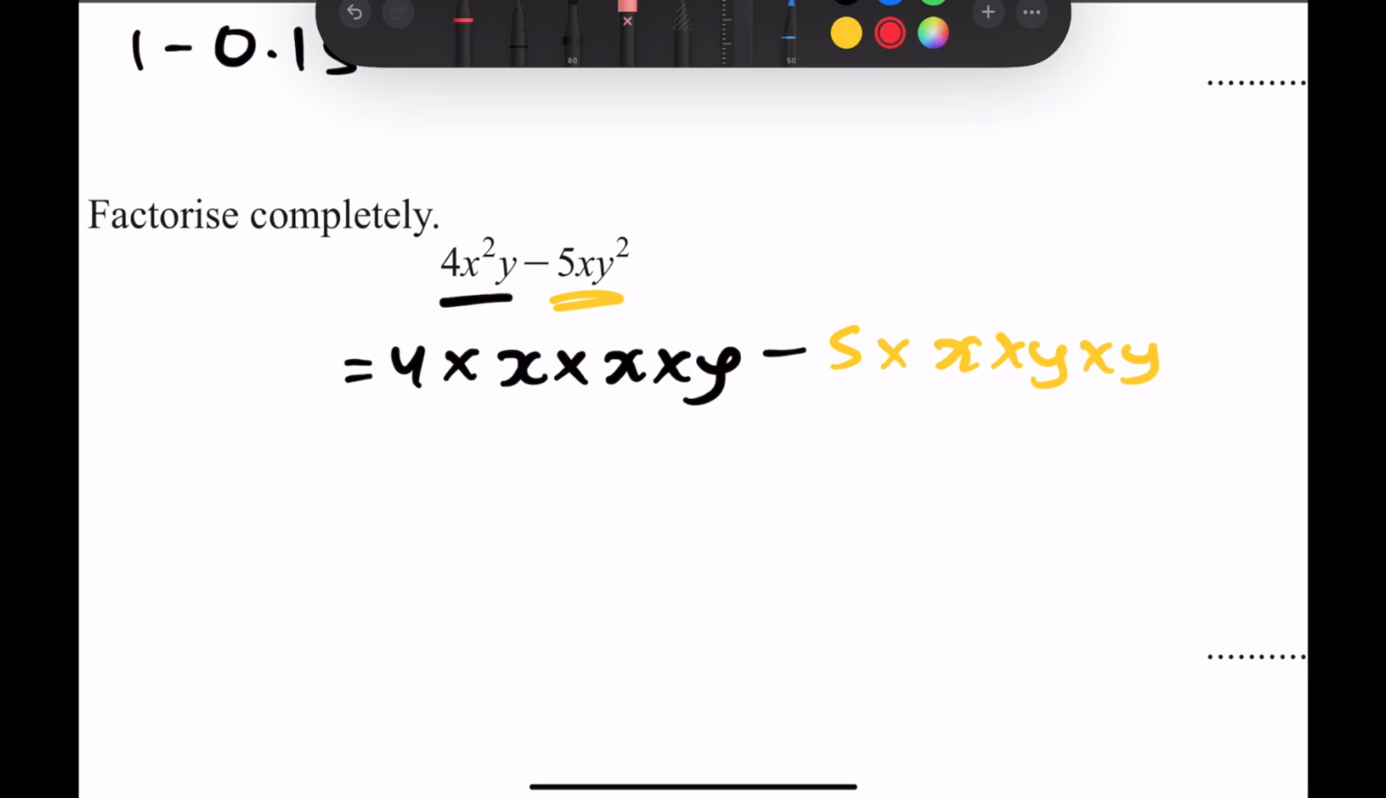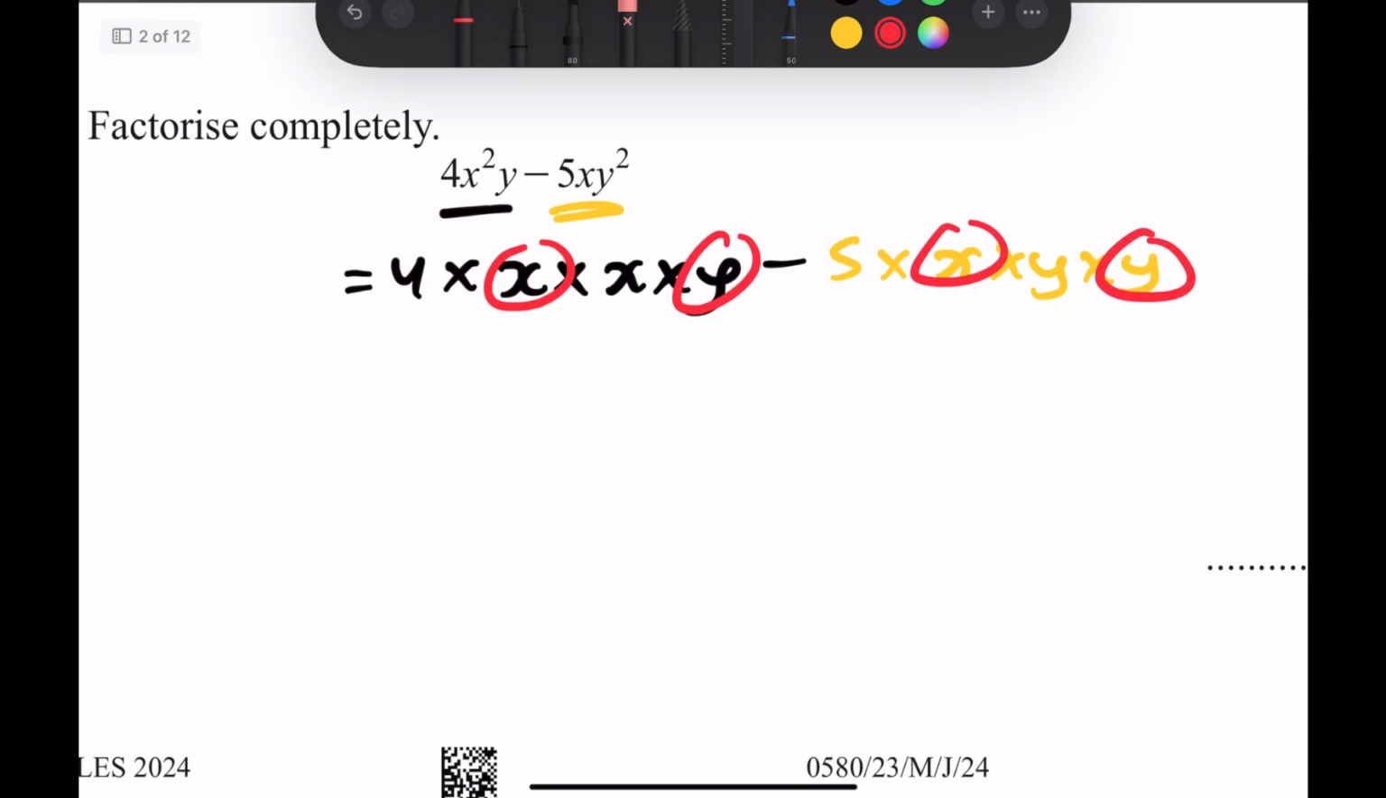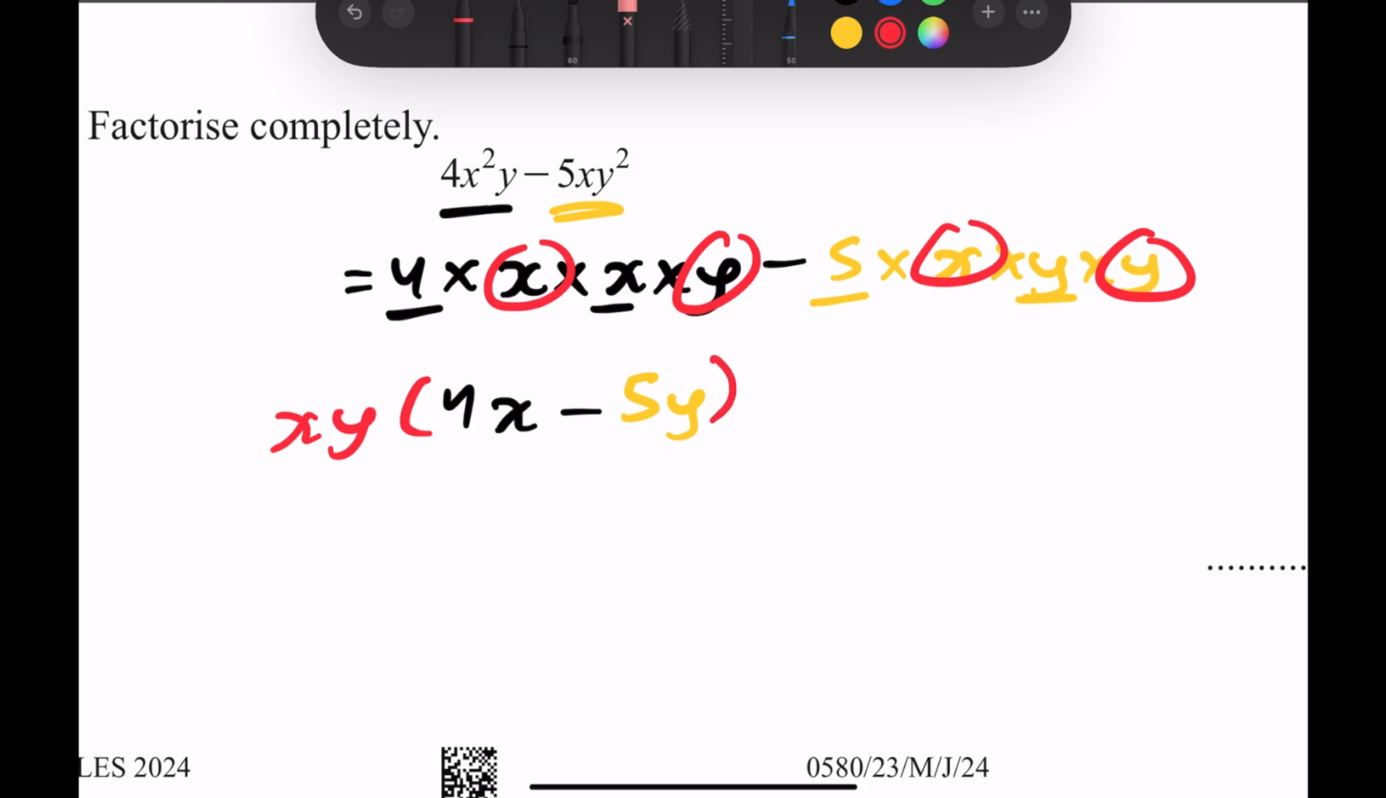Since there are two common factors, 1 x and 1 y, we can move these two common factors to one side: xy times, and what's left in the left-hand side is 4 and x. So 4x minus, because this is the minus over here, and on the right-hand side what's left is 5y. Therefore your answer for question 6 is xy times (4x minus 5y). This is because this term acts on these two independently.